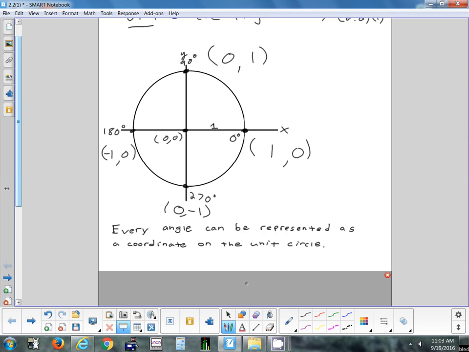Any questions on those coordinates? Those are the 4 easiest coordinates to find, for 0, 90, 180, and 270. We'll come back to using these coordinates and I'll show you what we do with them. But if you can't figure out the coordinate for your angle, you're stuck. You have to be able to figure out what we just did.